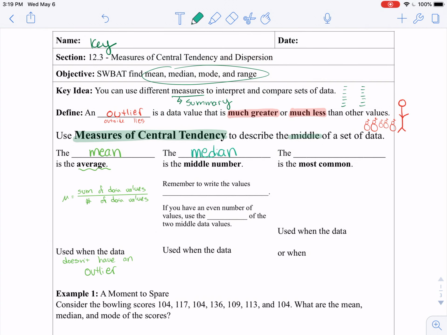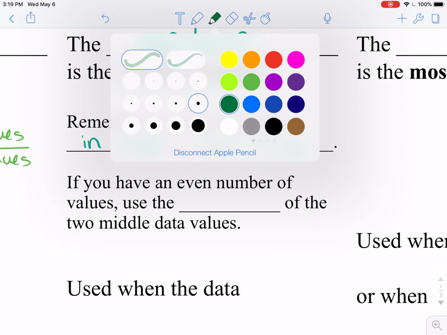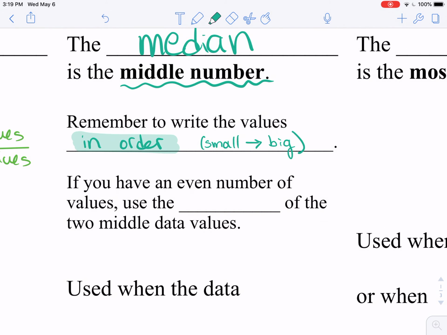The median is the middle number. So if I put everyone in order, and then I found the middle height, that'll be the height of the middle baby. It's very important, then, that you write the values in order, that is from smallest to biggest, or from least to greatest. That's super important. Oh my goodness, star that. If you're trying to find the middle number, you need to write the values in order. And then you just cross them out and you find what's in the middle.